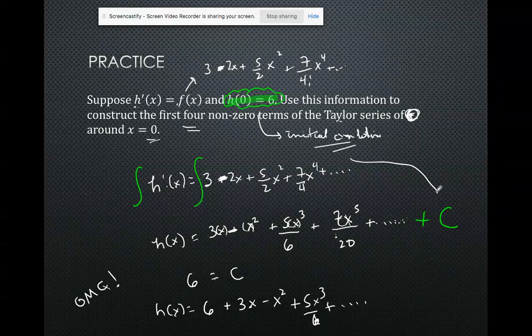So that you could solve for C. But if you didn't remember C, you would never have been able to solve for it. Whoa. All right.